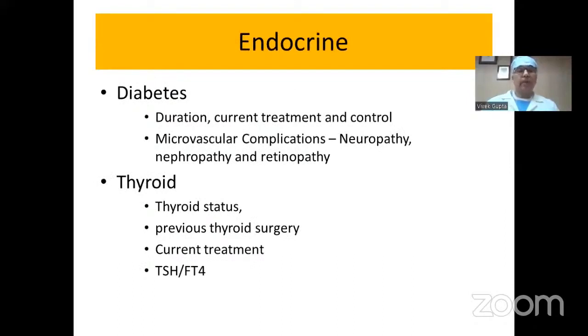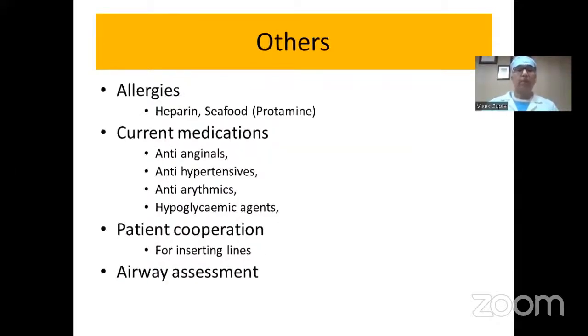Assess the diabetic status: for how long the patient has had diabetes, what treatment he is taking, and how good the control is. And always look for complications such as neuropathy, nephropathy, and retinopathy. If the patient has underlying thyroid disease, look at the thyroid status, any surgery the patient has undergone for the thyroid, what current treatment the patient is taking, and the present TSH and free T4 status.